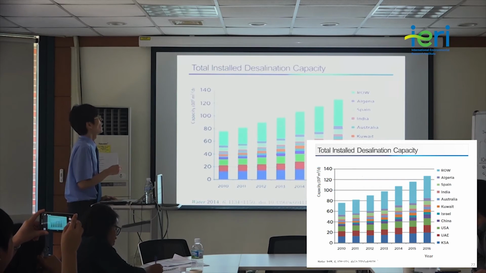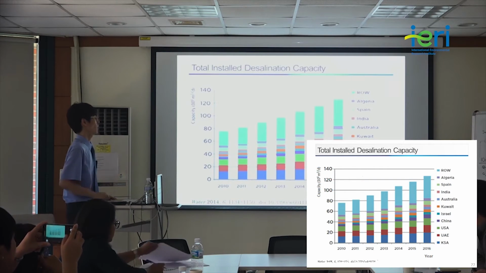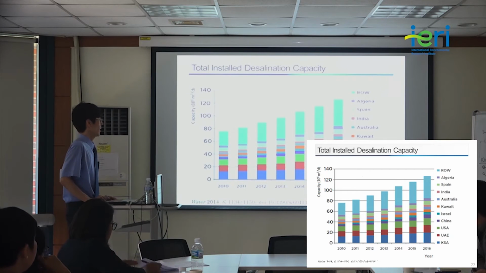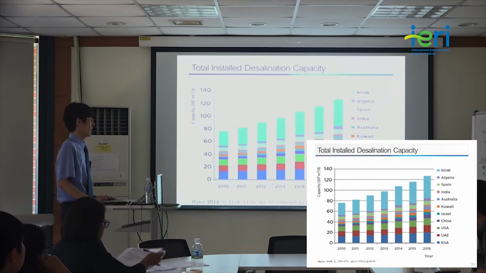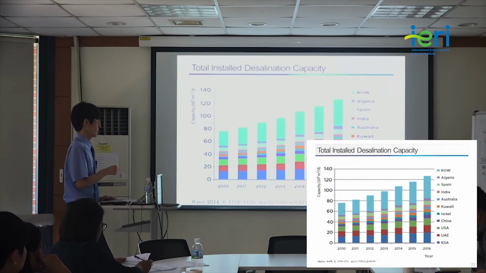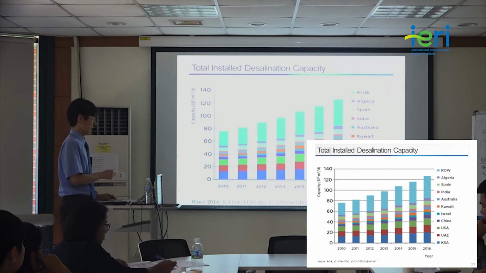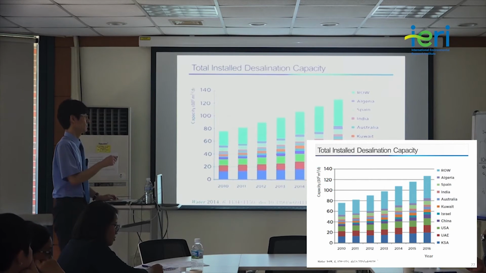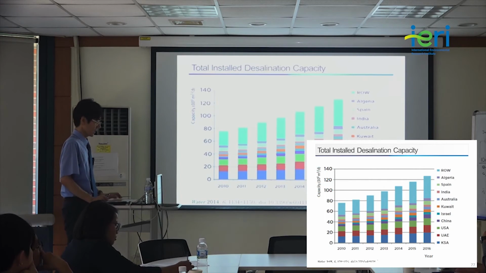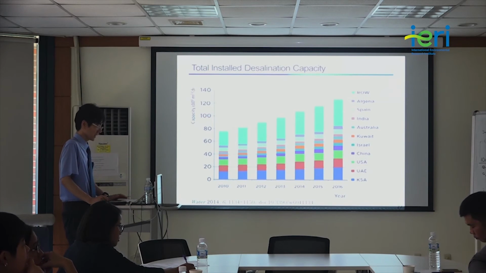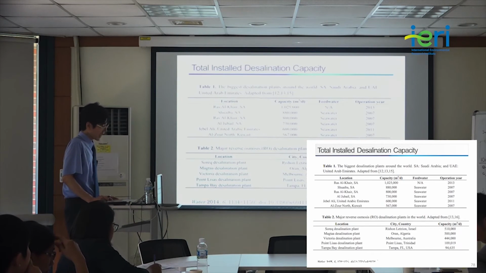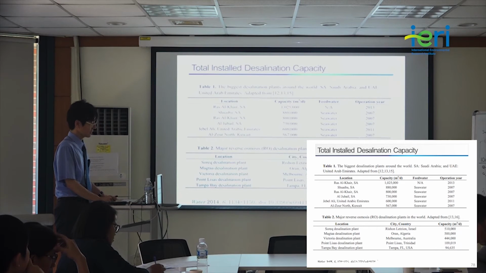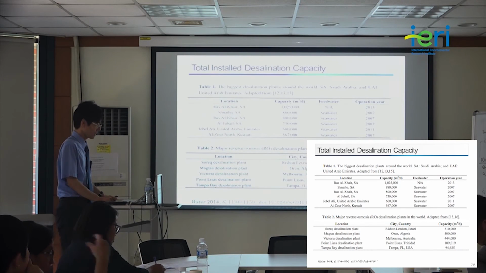And there are places where there is a significant increase in capacity. The desalination plants in the Middle East countries gradually increased, and it also increased in other places. So that resulted in a significant increase in the total installed desalination capacity. We have several typical desalination plants with their capacity and some information.